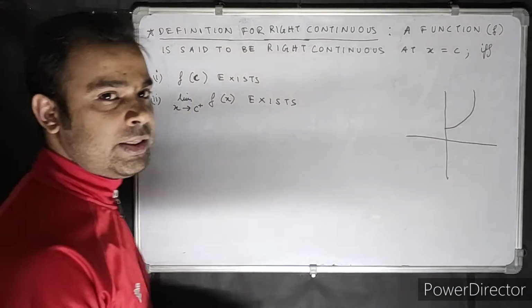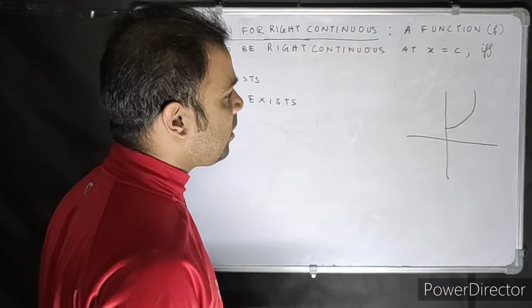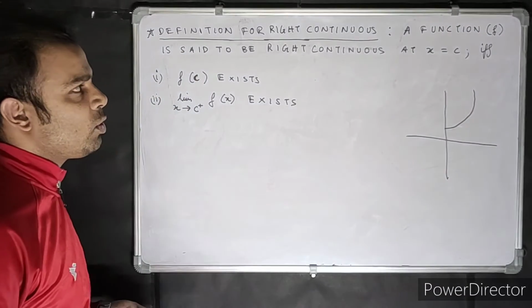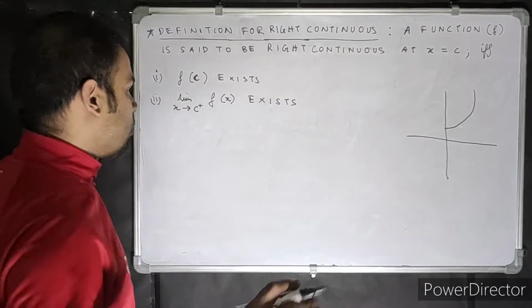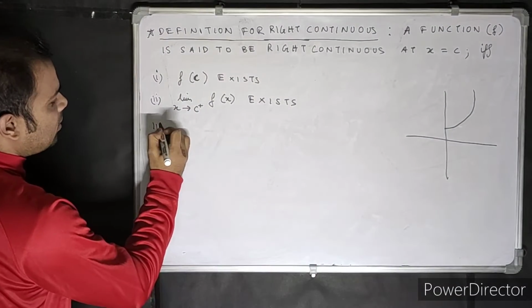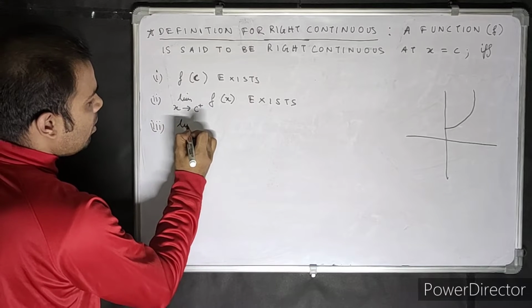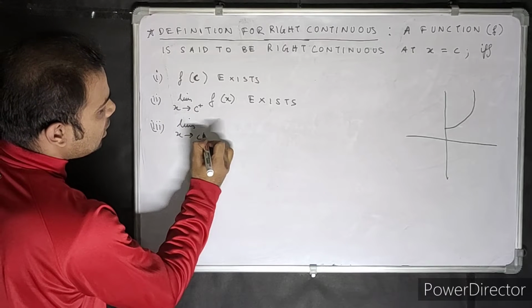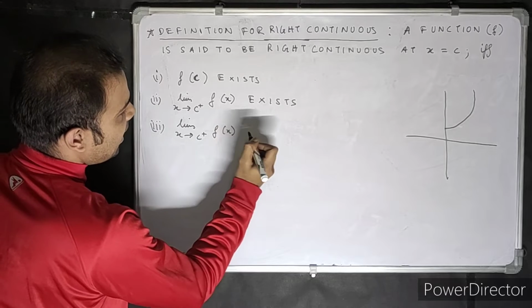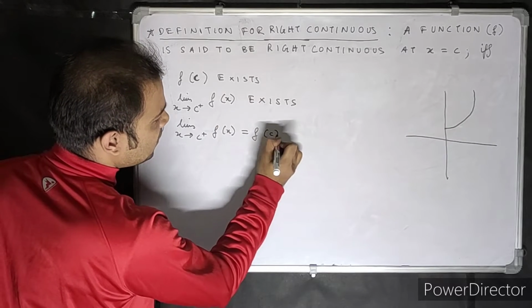Okay, but what about the whole thing then? When are we going to speak about the whole thing? I think you will talk about it. Not now. Let's write this first. So limit of x tends to c plus f of x is equal to f of c.